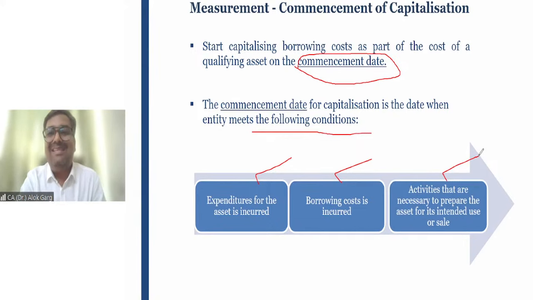The company has already started the excavation. The company has already applied for sanction of the map of that construction. The company has already started obtaining the licenses for the construction. So, friends, activities which are necessary to prepare the asset for its intended use or sale have already been started. Now, to make you understand the commencement date, I'll give you one example with three different dates.